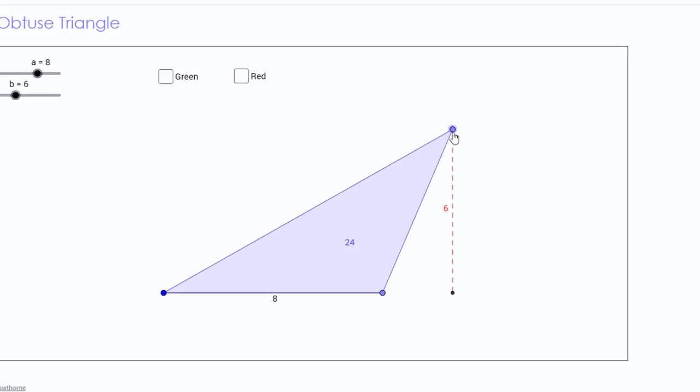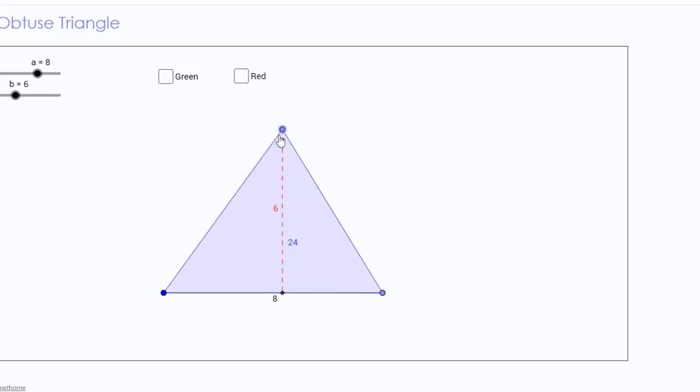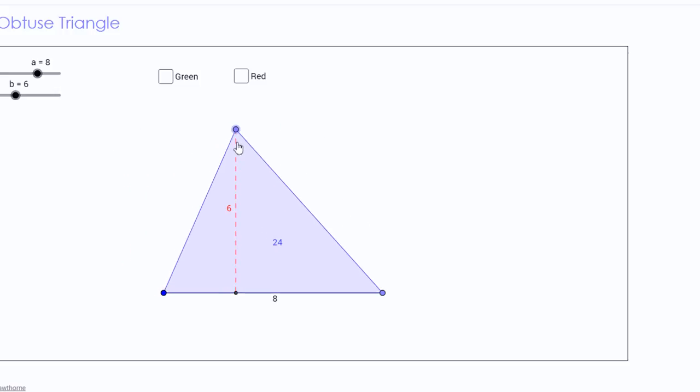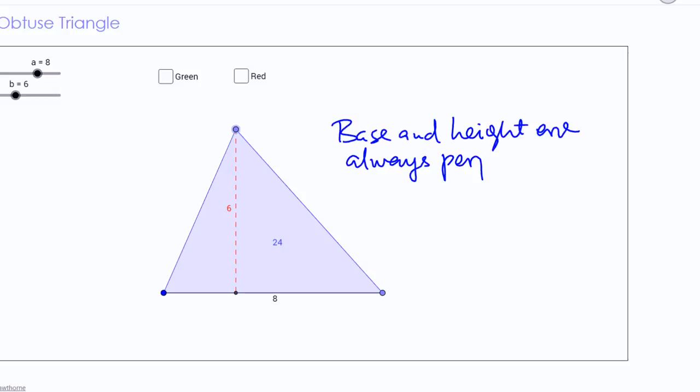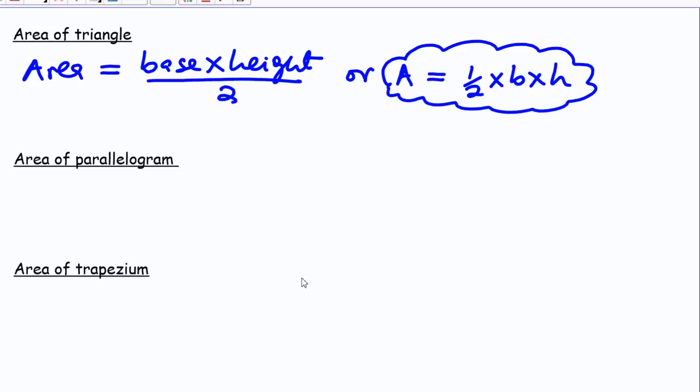Now, one other thing that you need to realize is the base and the height are always perpendicular. And you can use that idea to identify what's the base and what the height is, right? They're always perpendicular. If I move this around, you can always see that. Anyway, I'll move on to the next shape, which is a parallelogram.